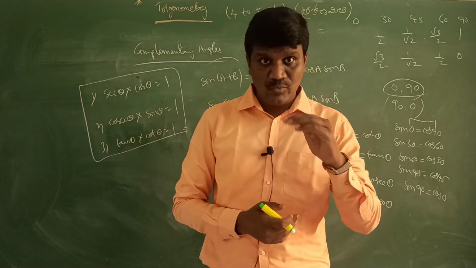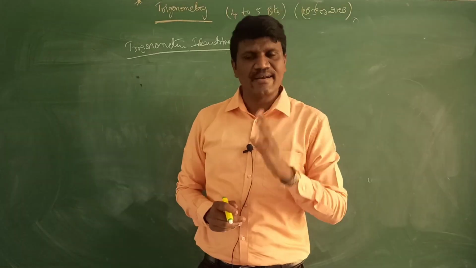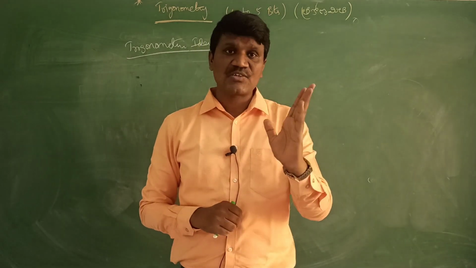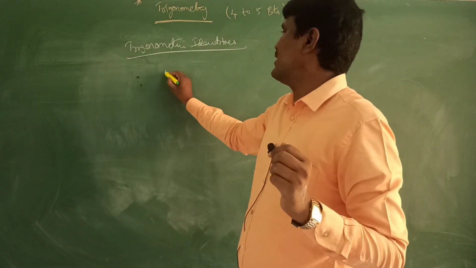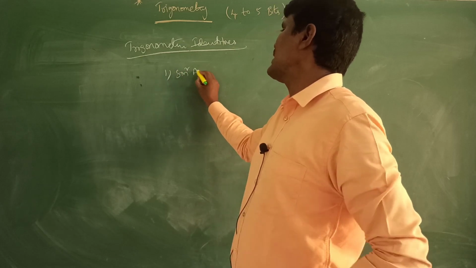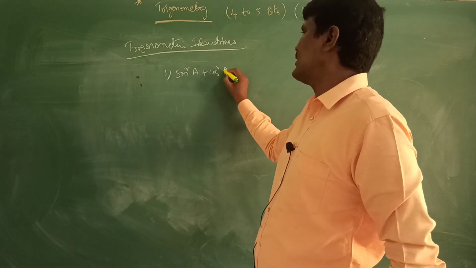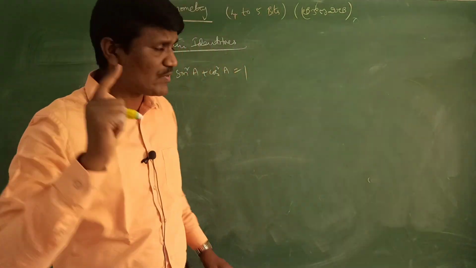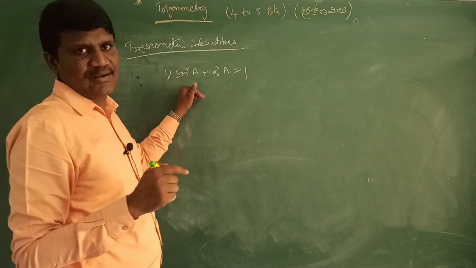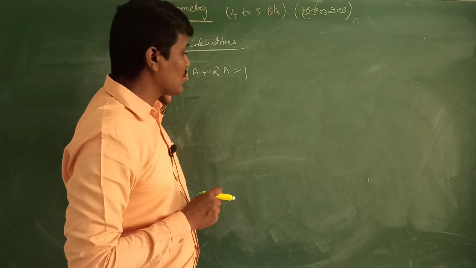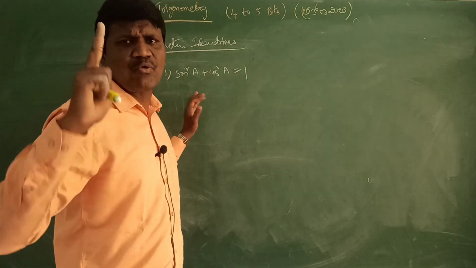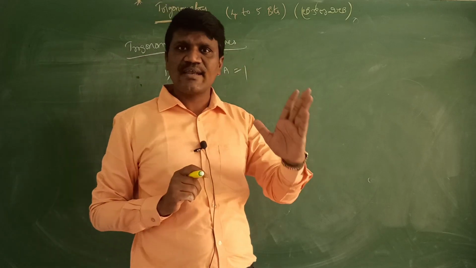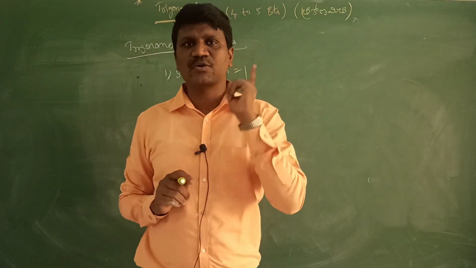Next, the most important formulas are identities. There are three identities in trigonometry. First one is sin square a plus cos square a is equal to 1, or else sin square theta plus cos square theta is equal to 1. It is the most important identity. Definitely the question will come from the identities. One or two questions will come from the identities. So the first identity is sin square a plus cos square a is equal to 1.